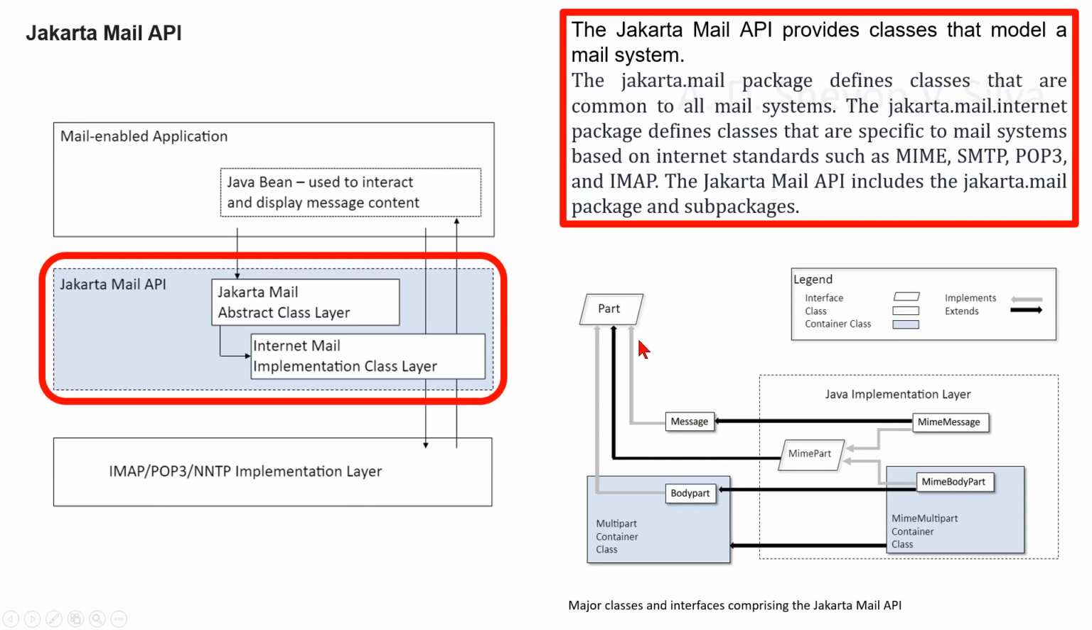The part interface defines a set of standard headers common to most mail systems, specifies the data type assigned to data comprising the content block, and defines set and get methods for each of these members. It is the basic data component in Jakarta Mail API and provides a common interface for both message and body part classes.